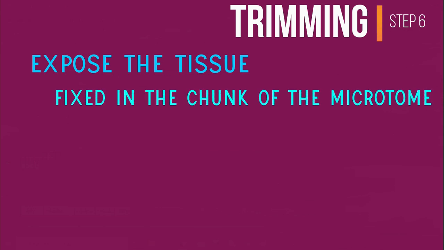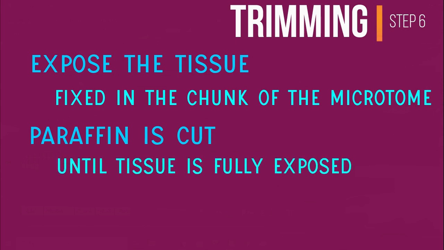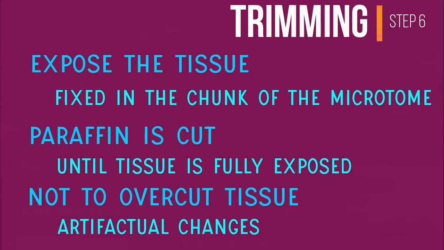Before the sectioning of the tissue, trimming is needed to expose the tissue piece within the paraffin wax for cutting. The block is fixed in the chuck of the microtome and the paraffin is cut until the tissue is fully exposed. Adequate caution should be taken not to overcut the tissue as this may produce various artifactual changes.